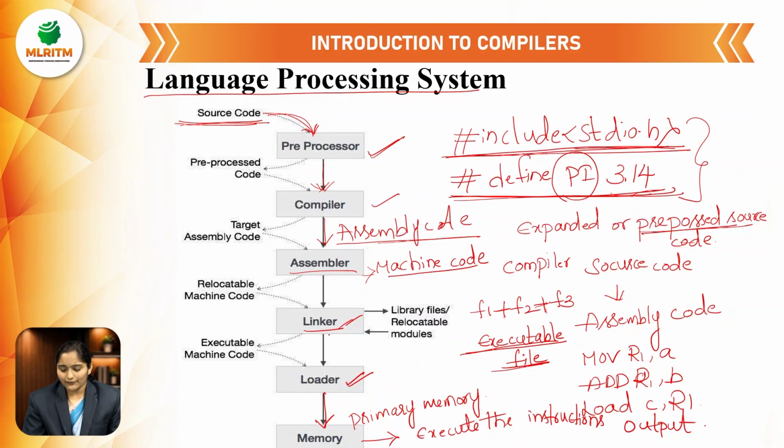This file will be loaded into the memory with the help of the loader. Finally, these instructions are ready for execution by the CPU, and the CPU will execute the instructions and we get the output. This is the language processing system. Every program has to pass through all these phases before its execution. This language processing system consists of a set of software tools. With the help of all these tools, a program gets converted from source code to machine code. This is how every program in every programming language should be converted from source code to target code.